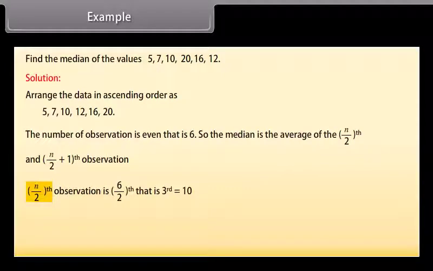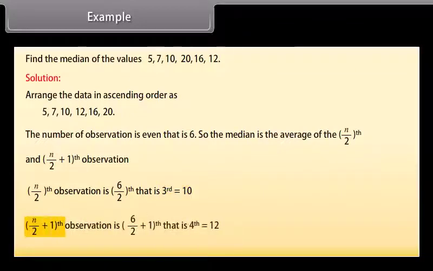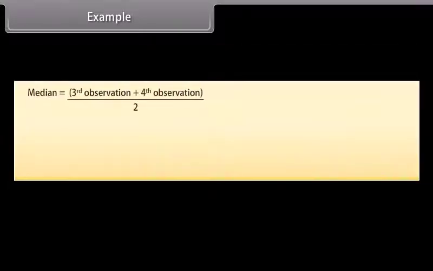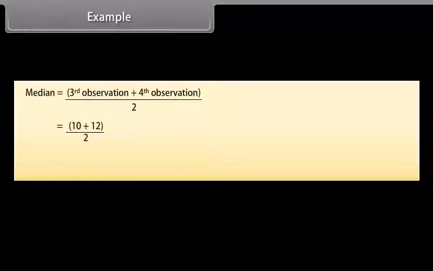n by 2th observation is 6 by 2th, that is, third, equals 10. n by 2 plus 1th observation is 6 by 2 plus 1th, that is, fourth, equals 12. Median is equal to third observation plus fourth observation by 2, which equals 10 plus 12 by 2 equals 11.